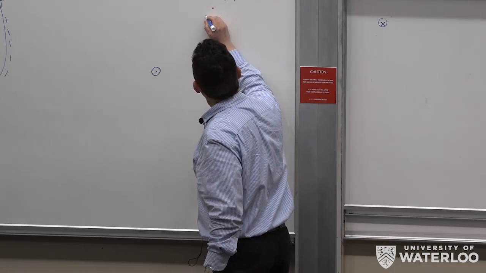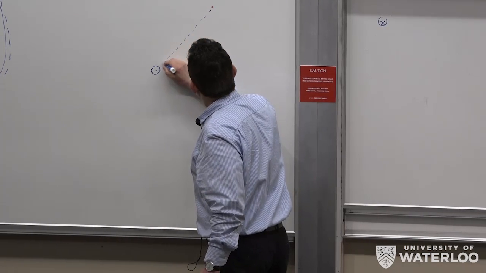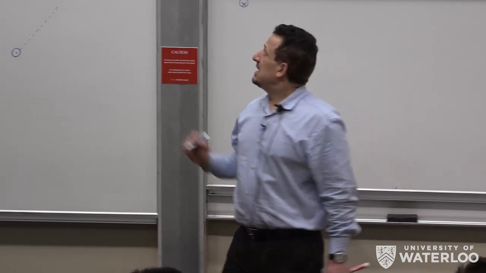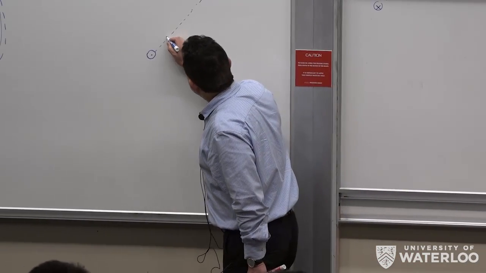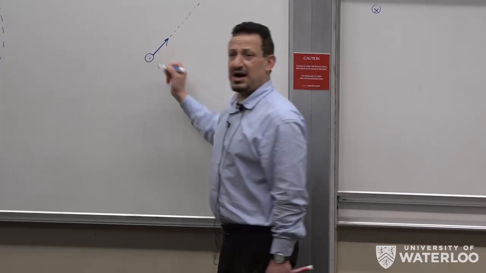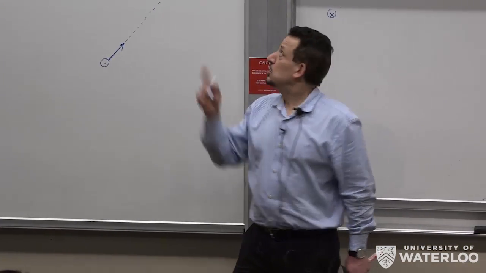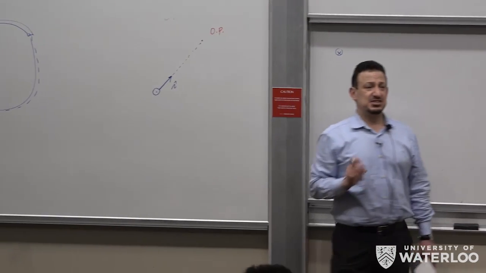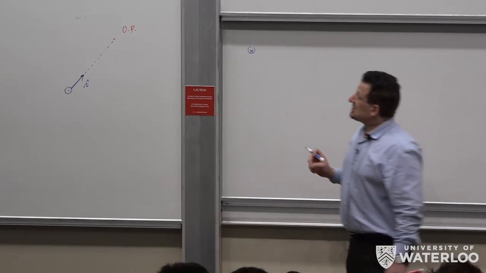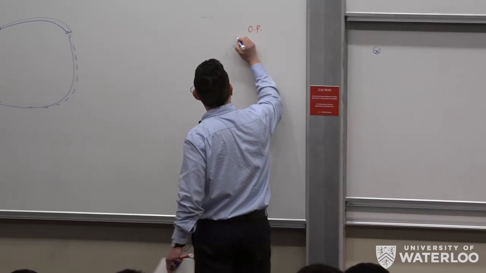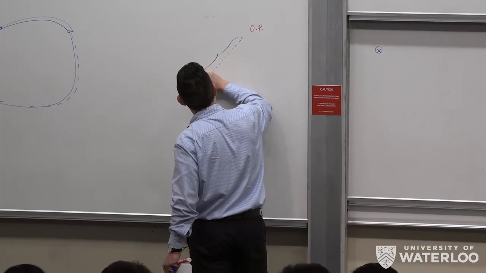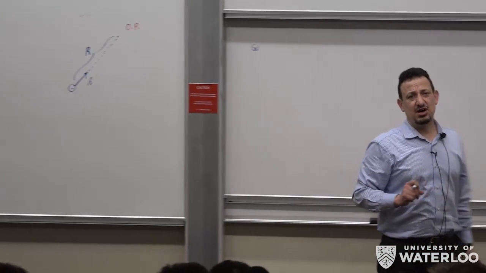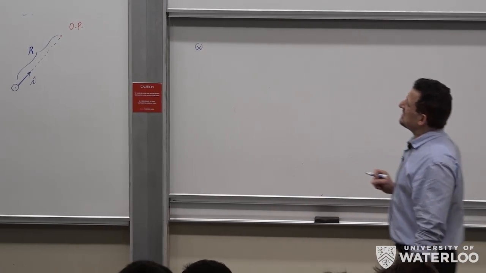R, I need to now connect my current source with the observation point. And R hat is the unit vector that is pointing from my infinitesimal element to my observation point. So this is R hat. It's a unit vector. And R, capital R, is the distance between my observation point and my current element. That's R.